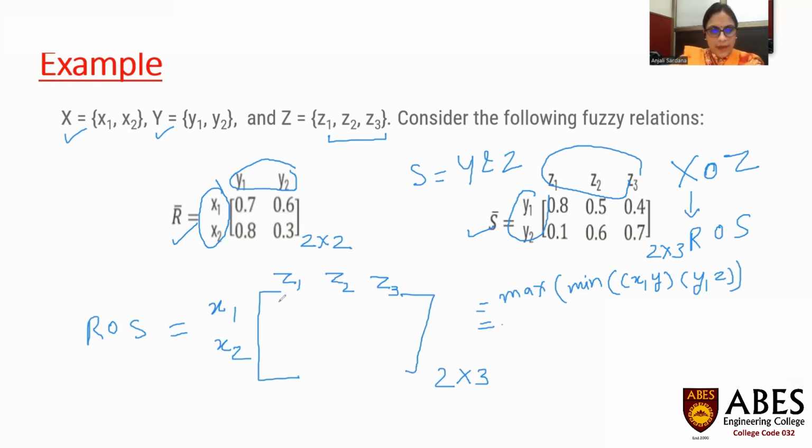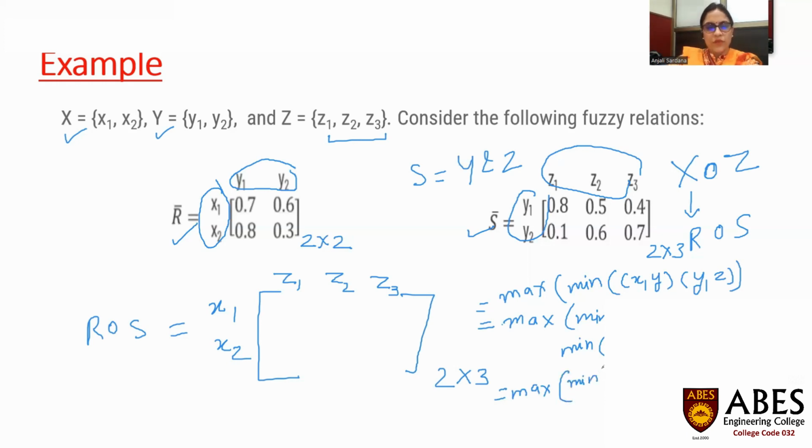So at this value, we want to reach from x1 to z1 using the y1 values here. So I can write it as max of minimum of x1 y1 and y1 z1, then minimum of x1 y2 and y2 z1. How can I reach from x1 to z1? We can reach using two paths, through y1 and y2. I'll be doing the computations here.